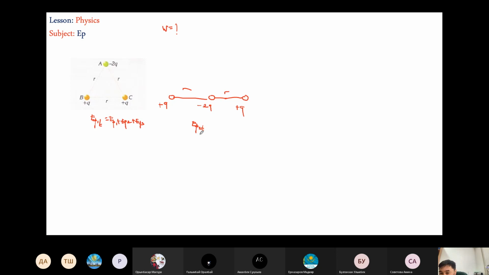Ал есептеп көріңдер, let's give for this question 3 minutes and we'll see later. Мына жерде қарасаңдар сандар жоқ. Тек қана әріптермен есептейсіңдер.